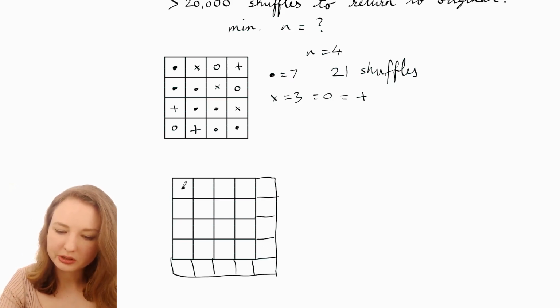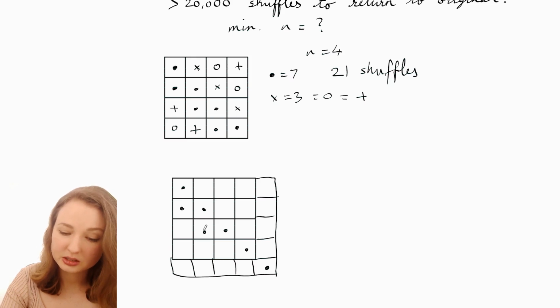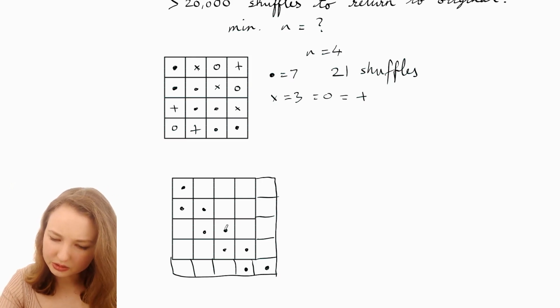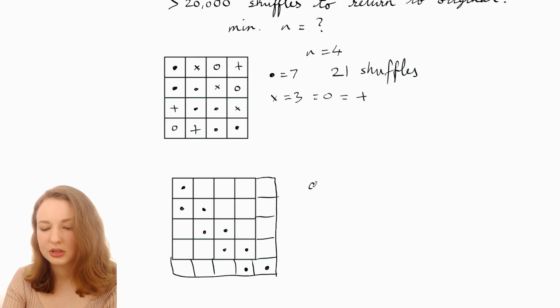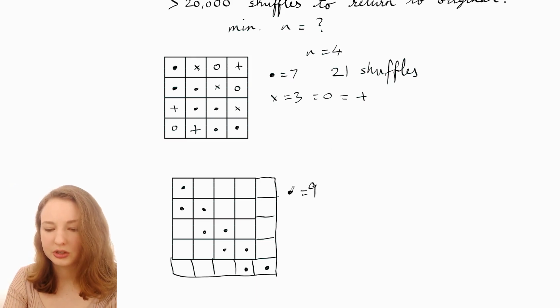So we can do the same thing. This one goes there, and then there, and then there, and then there, and then again ends up here. It keeps going around, and then you'll find that it goes back to there. So that is 1, 2, 3, 4, 5, 6, 7, 8, 9 shuffles to get back to the original position.